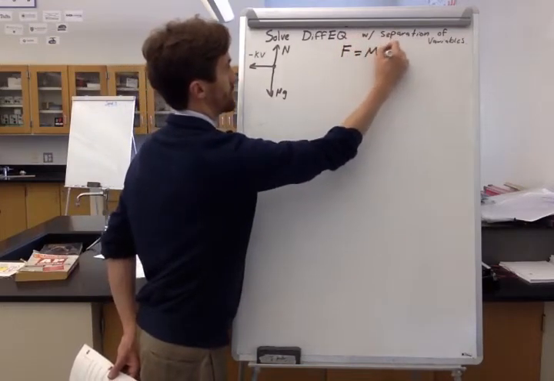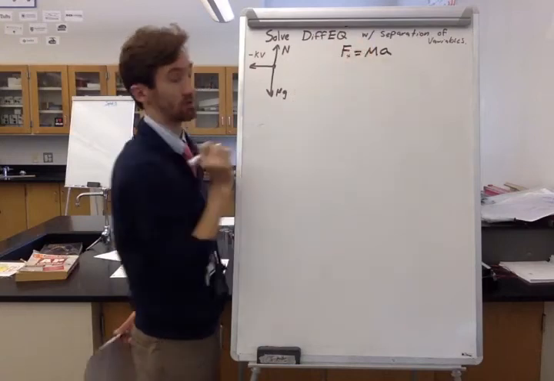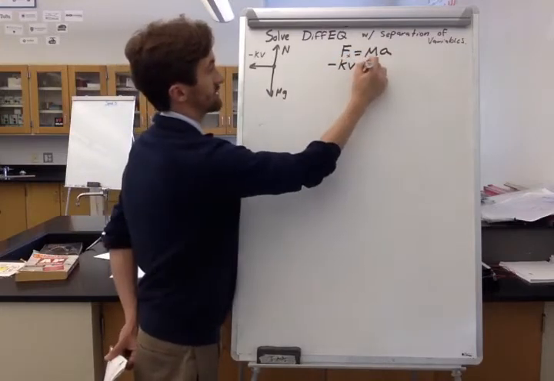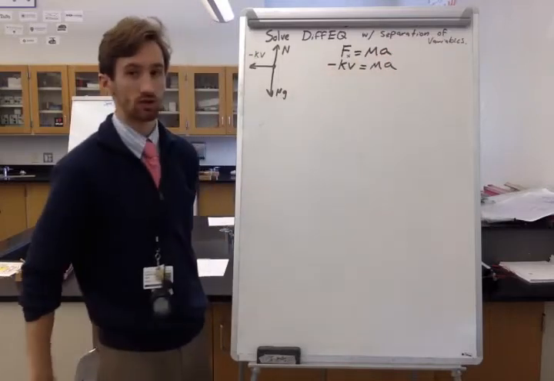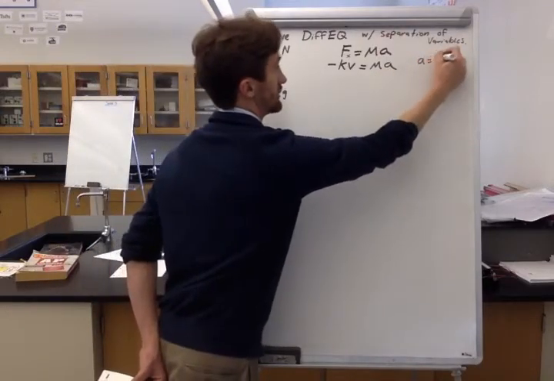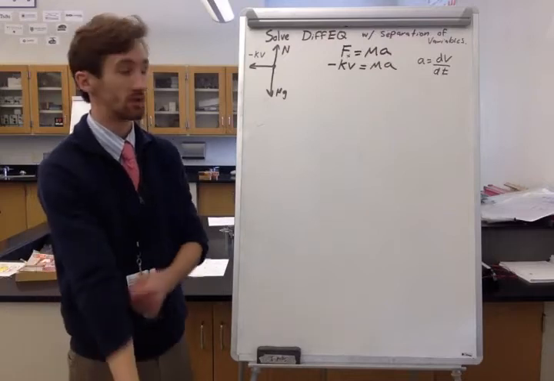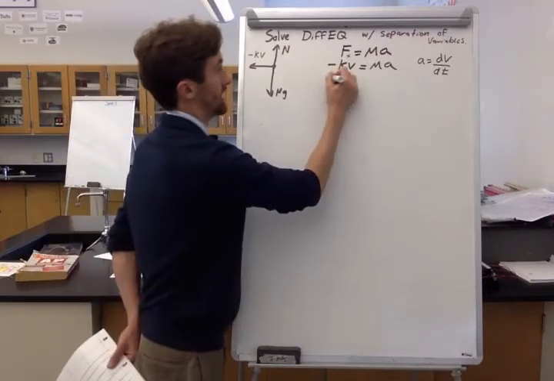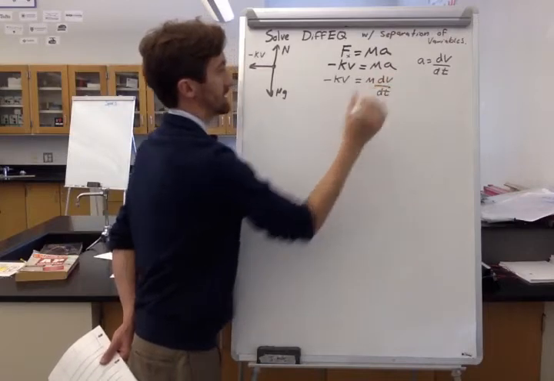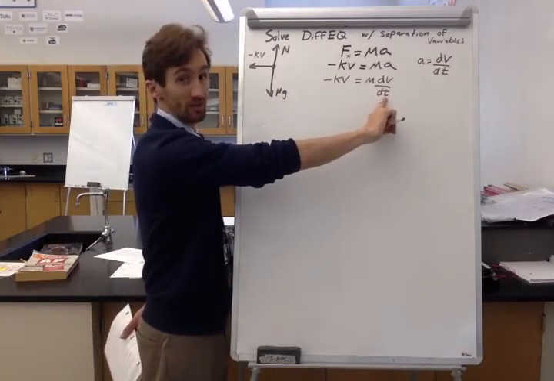Now that we have our diagram, we're going to write out our equation for Newton's second law, F equals ma, and then expand that. Our net force in the x direction is negative kV, and that is equal to mass times acceleration. If I write acceleration as a differential, it would be the derivative of velocity with respect to time, a equals dv over dt. So negative kV equals m dv/dt. This is what we would call a differential equation because we include the derivative in the equation.